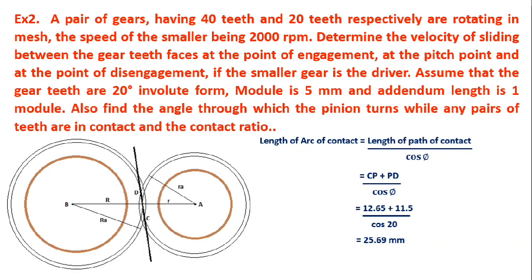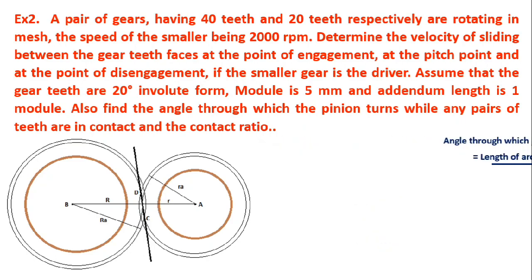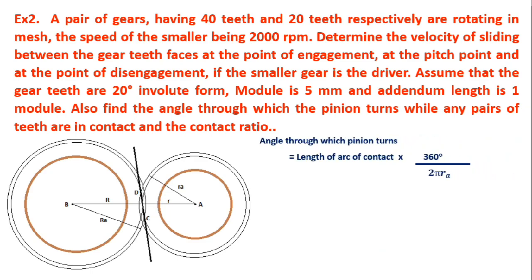We determined the length of arc of contact because that is required to determine the angle through which the pinion turns while any pair of teeth are in contact. So the angle turned can be given as the length of arc of contact into 360 degrees divided by 2 pi RA. When we substitute these values, we get the angle through which the pinion turns as 29.45 degrees.